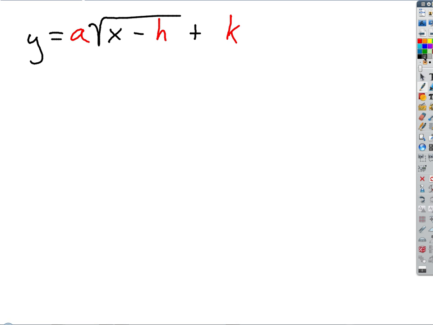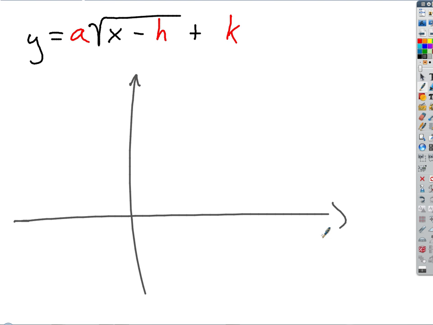Okay, so here it is. A is like the slope. It's not really a slope, but it's like the slope. So h and k are the coordinates of the special point, the one unique point for a square root function, which is its start.